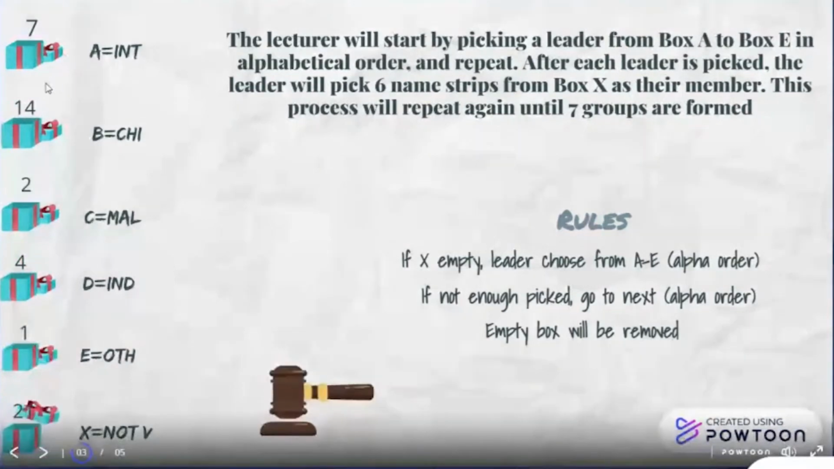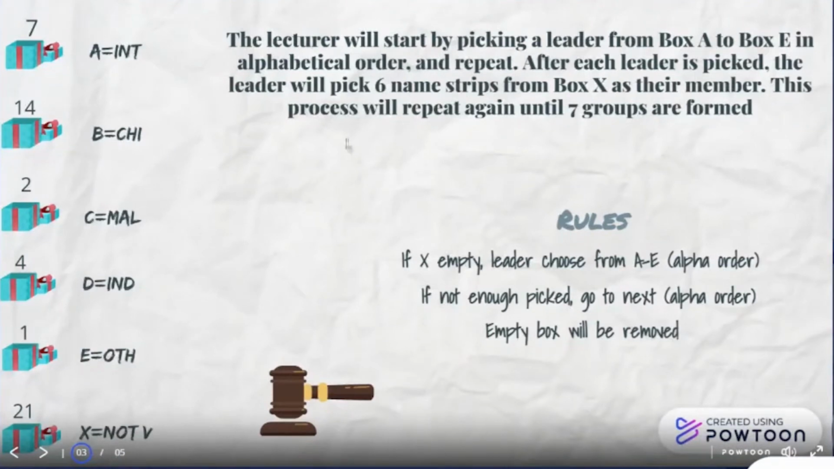So we get 7 here. For box B, it is Malaysian Chinese who volunteer to be leader, which is 14 here. C is for Malaysian Malay, which are 2 here who volunteer to be leader. For box D, it is Malaysian Indian, of whom only 4 volunteer to be leader. Box E here is Malaysian others, and only 1. For box X, it is the students who didn't want to volunteer to be leader, which is 21 here in total.